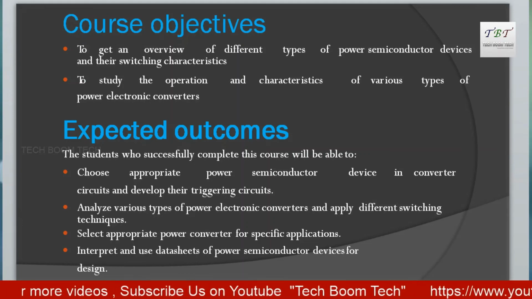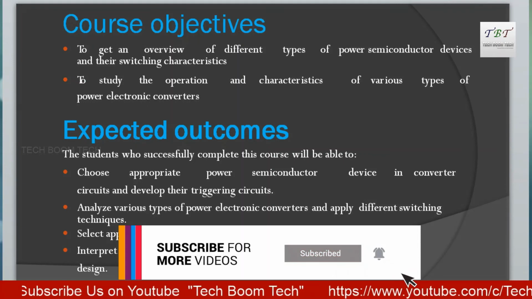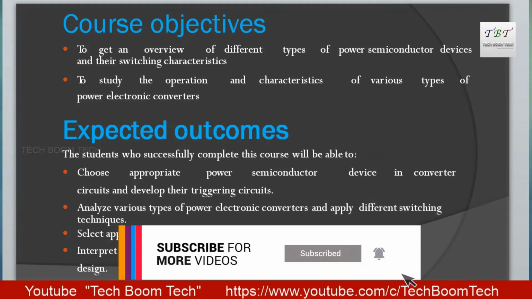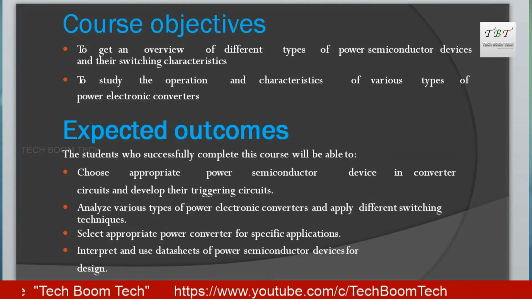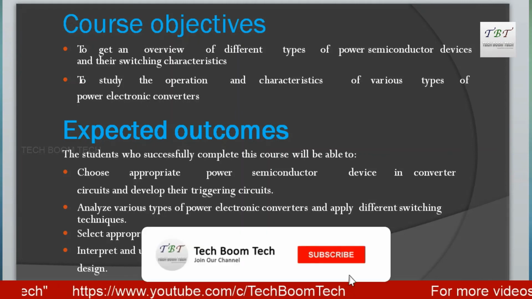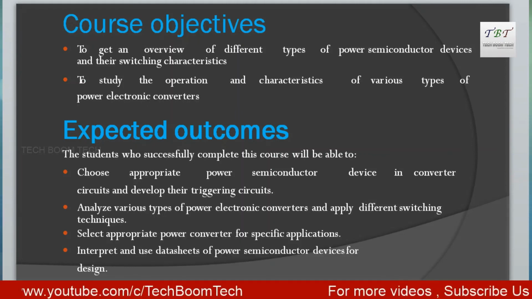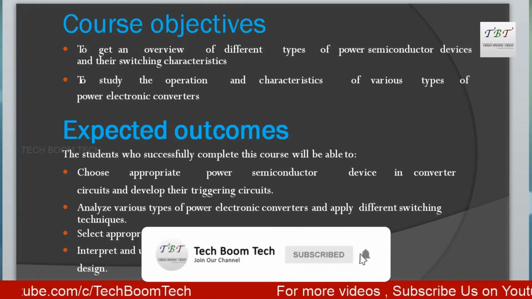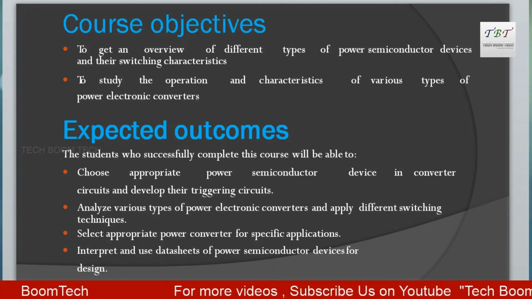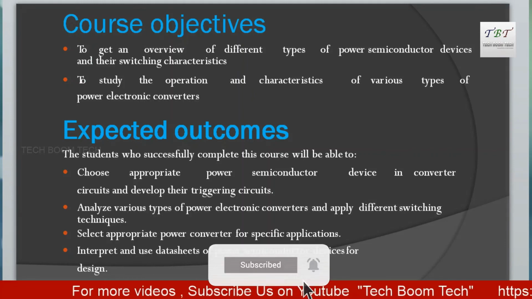The expected outcomes are, by the end of the course, the students will be able to choose appropriate power semiconductor devices in converter circuits and develop their triggering circuits. Students will be able to analyze various types of power electronic converters and apply different switching techniques. Students will be able to select appropriate power converter for specific applications. Students will be able to interpret and use data sheets of power semiconductor devices for design.